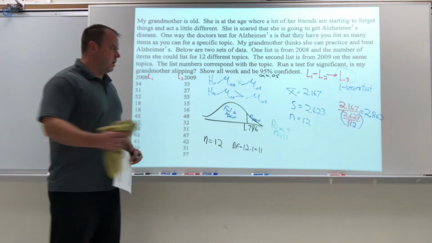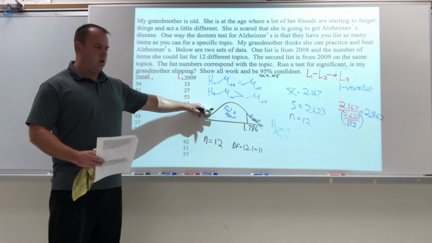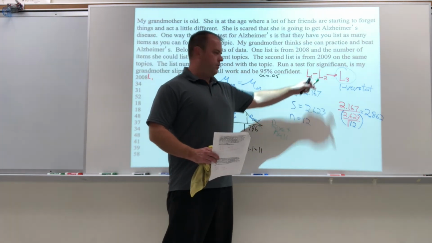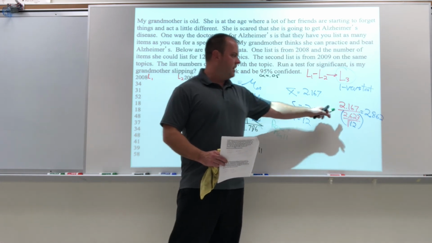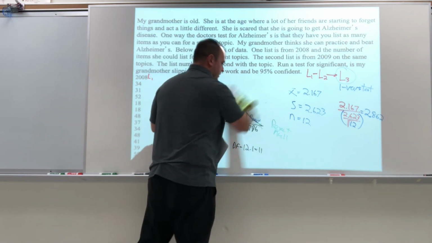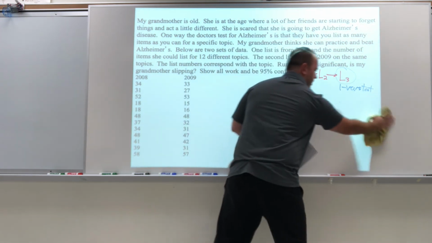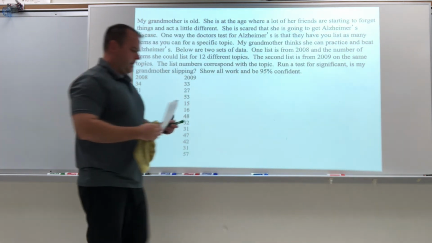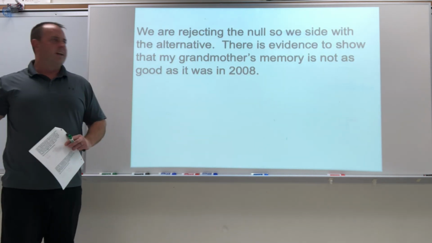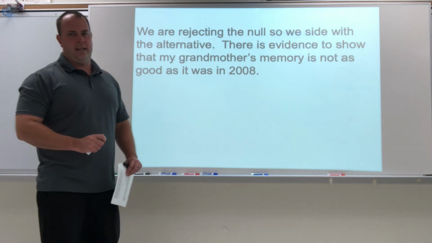So if we have to put that into words, take a look at all the work we did. Null, alternative, we drew our curve, went to the chart, found our critical value, found the difference of our two lists, found the summary stats, and then plugged it into the formula to get our test statistic. I'm going to erase all this. This is what I have on the screen now. Okay, we rejected the null. We are rejecting the null, so we side with the alternative. There is evidence to show that my grandmother's memory is not as good as it was in 2008.